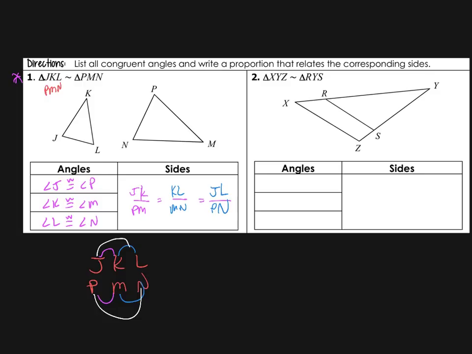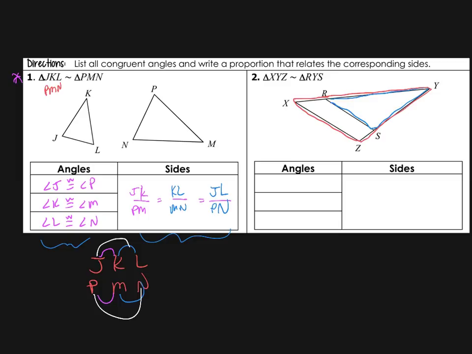Now, I don't have the exact numerical information for all of those angles or these sides, but this is a correct statement, and these are all correct statements. So let's try it again over on the second version over here. Now this is the smaller triangle, and this is the larger triangle. So XYZ is the bigger triangle, RYS is the smaller one.